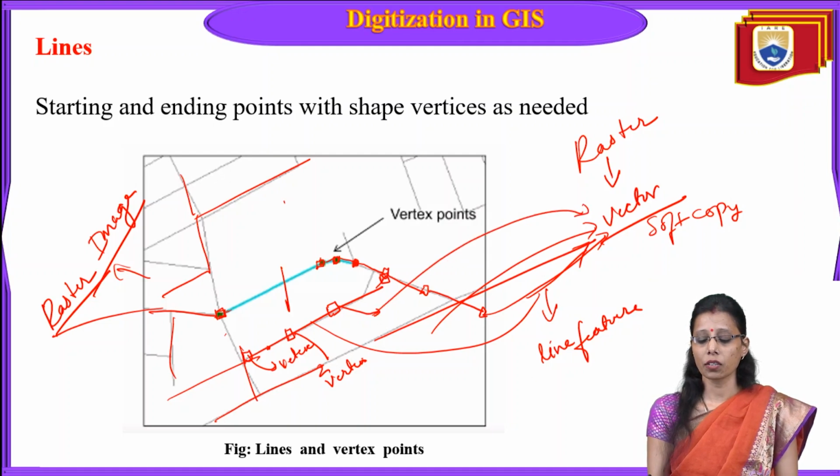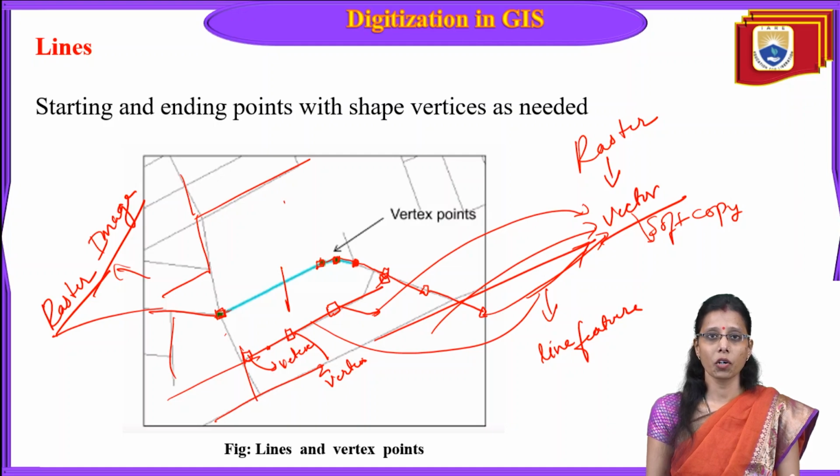Now vector means it's a soft copy. Soft copy can be easily modified. For example, whenever we type anything in Word format, we can easily modify it. If you want to delete, extend the line, or add any information, we can do it. But when the same information is in image format or paper format, we cannot do any editing. That's how the digitalization process in GIS happens.